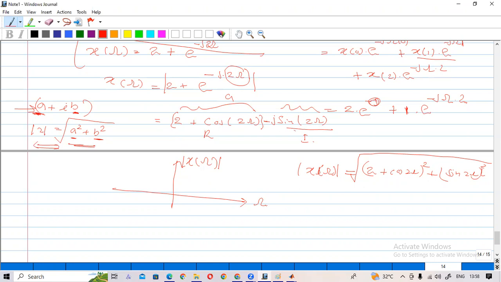This is the real part and this is the imaginary part. So I get the real part and this is the imaginary part. I get it.